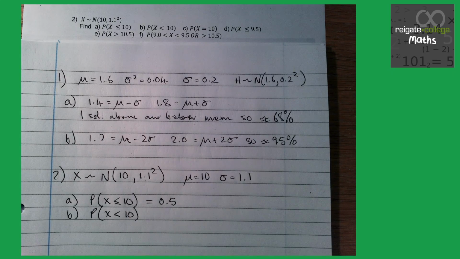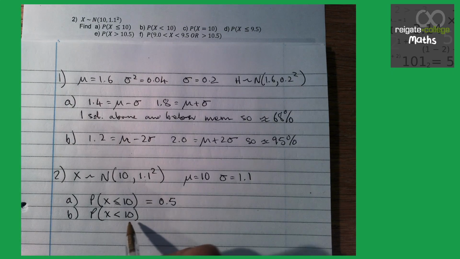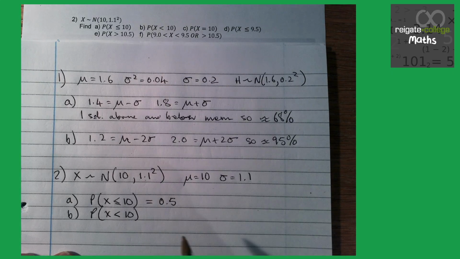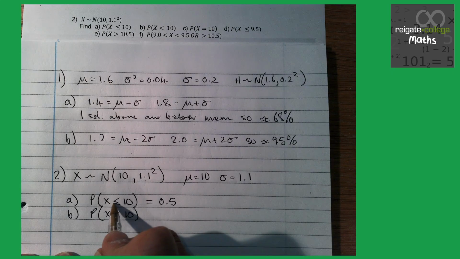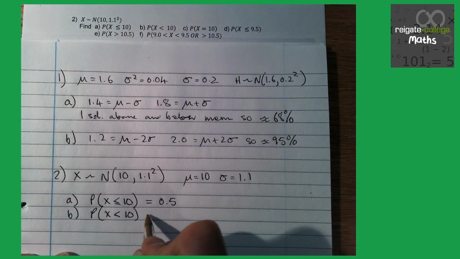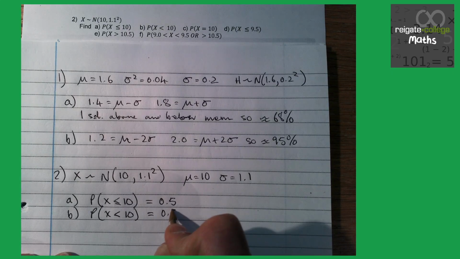Because the normal distribution is a continuous distribution, the probability is given by the area underneath it. So the probability of x equal to any particular number, so equal to 10 for example, would just be a straight line down. It's got no area, so that's going to be equal to 0. So the probability that x is less than or equal to 10 is the same as the probability that x is less than 10, which is 0.5.